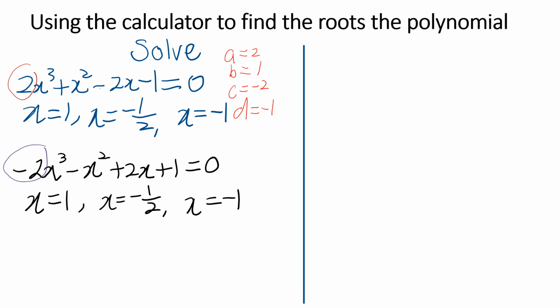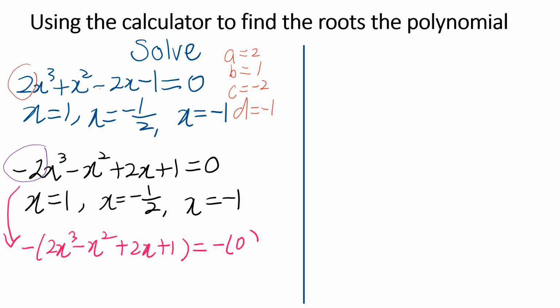It's because from negative 2x cubed minus x squared plus 2x plus 1 equals 0, you can multiply by negative 1 on both sides. Can you see, multiply by negative on both sides? And you still end up getting 2x cubed plus x squared minus 2x minus 1 equals 0. So in both situations, you're finding the values of x that satisfy the equation. I don't know whether I have explained this well enough for you to understand.